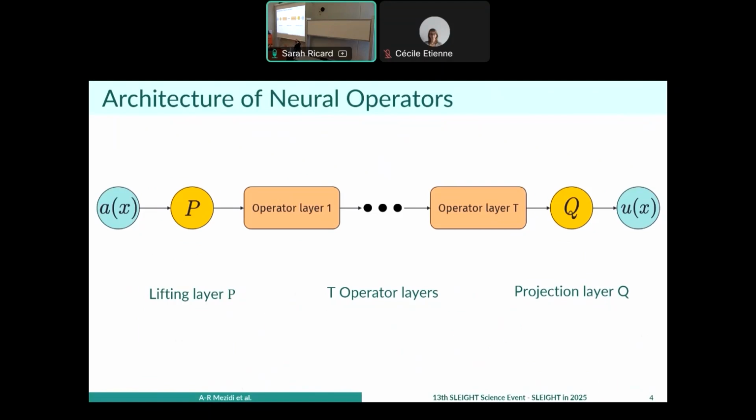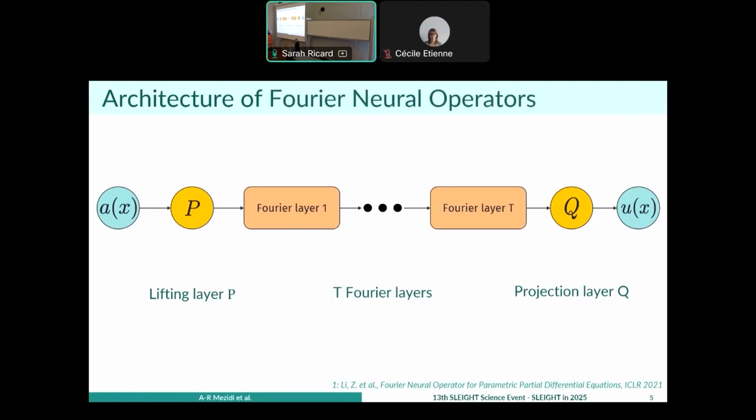And in order to explain neural operators a bit better, I'm going to take the example of the most famous model, which is the Fourier neural operator. As I've said, we want to learn a mapping between function spaces. And in order to do that, we need to have some basis to express these functions. The easiest way to do that is to use the Fourier basis, which led to the development of Fourier neural operators. And as you can see here, the only difference is that we have T Fourier layers.